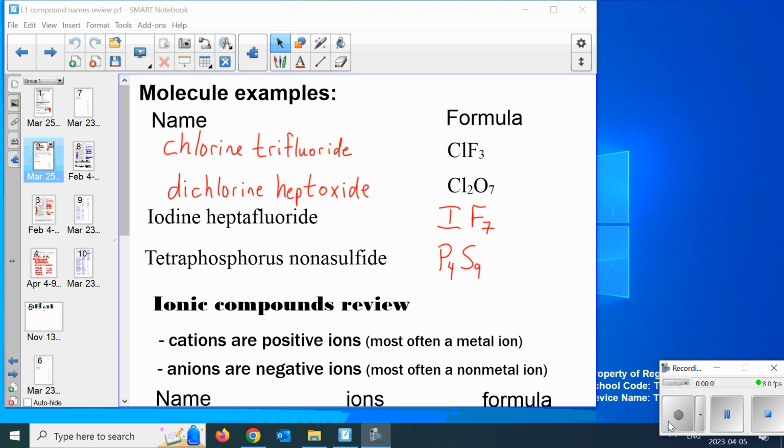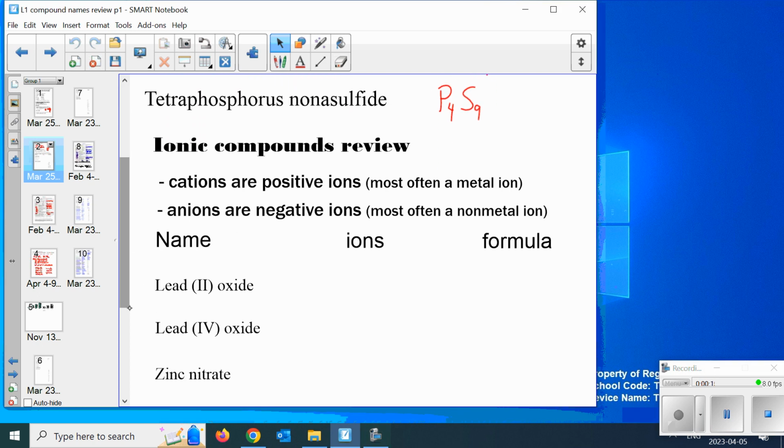There we are. Okay. We are reviewing our ionic compounds. Now, these are different. To repeat, the molecule naming system that we use is for non-metals. Two non-metals coming together is where we use that system.